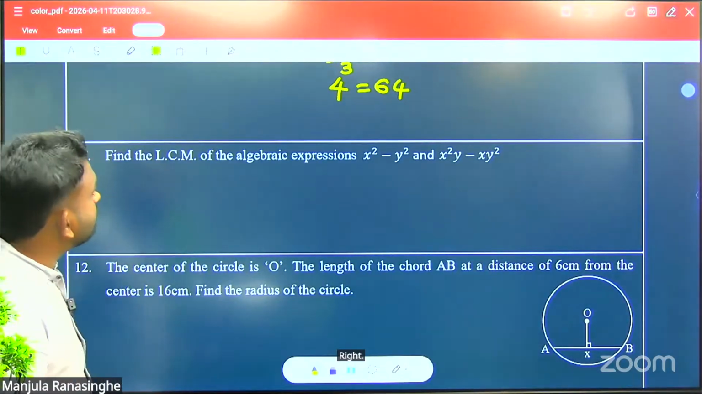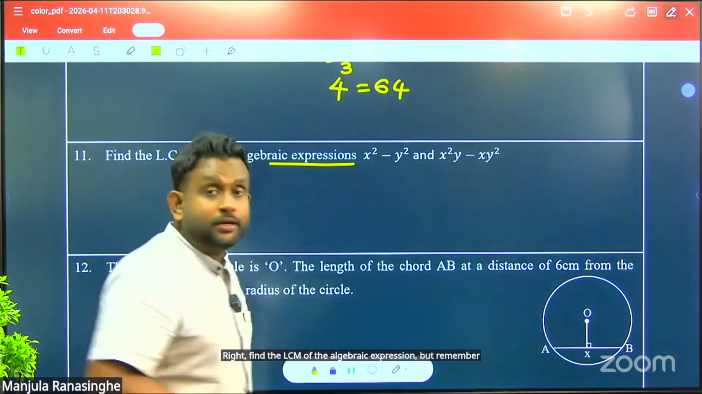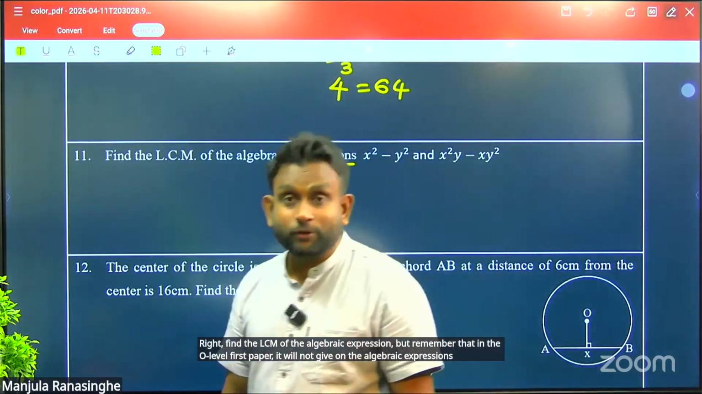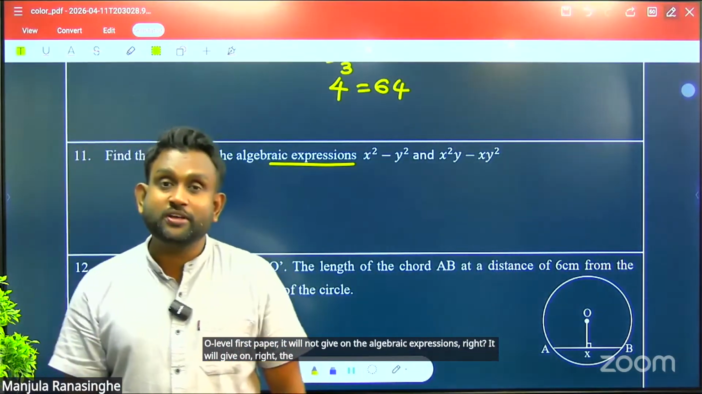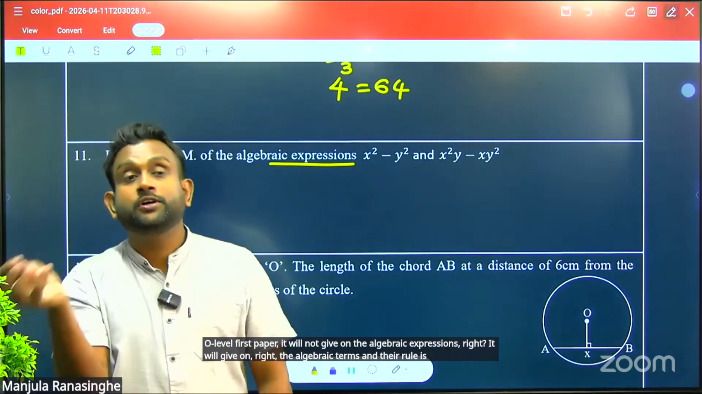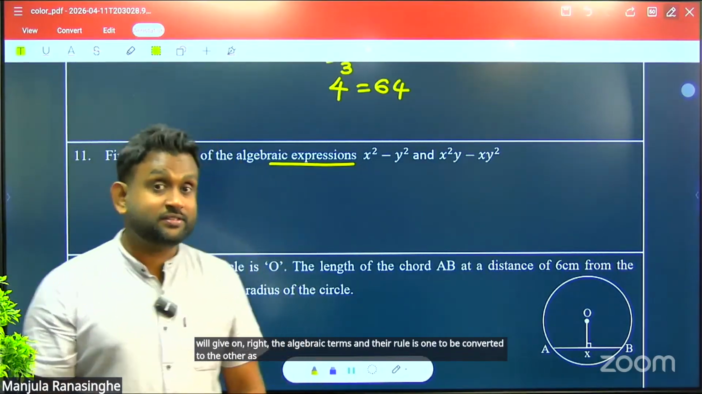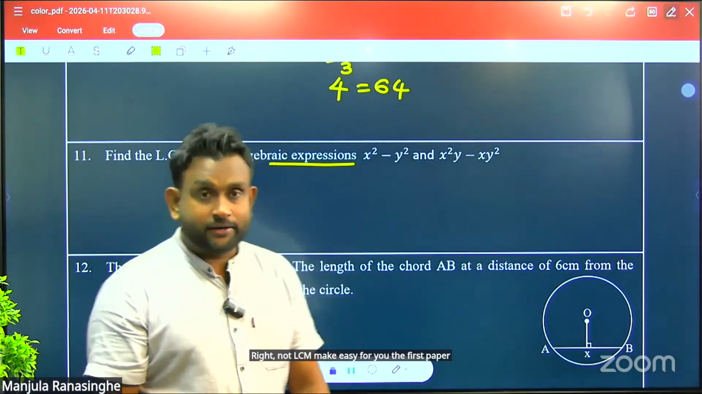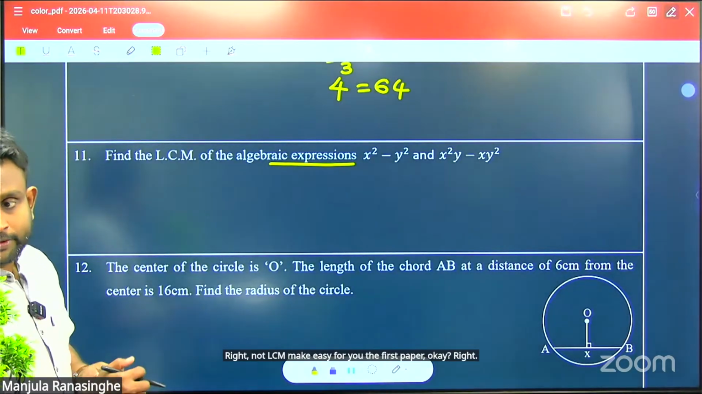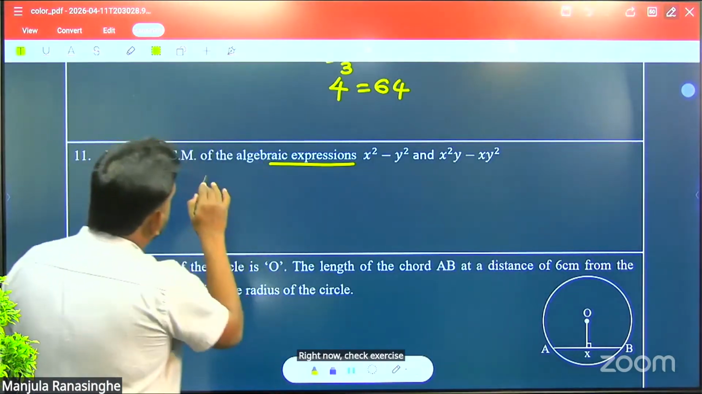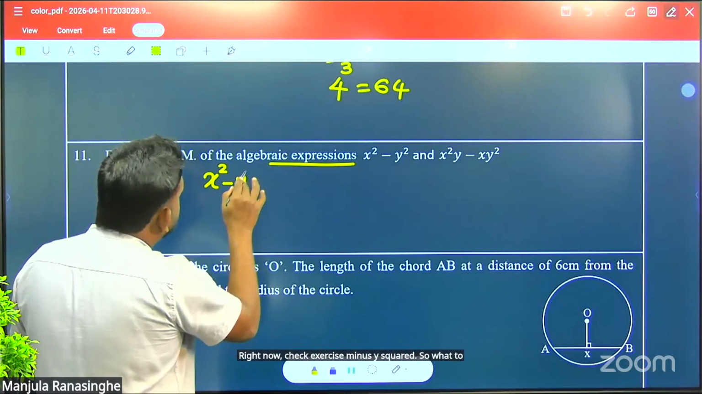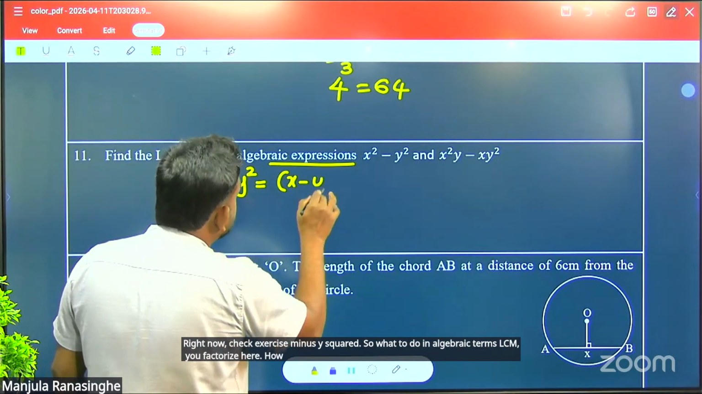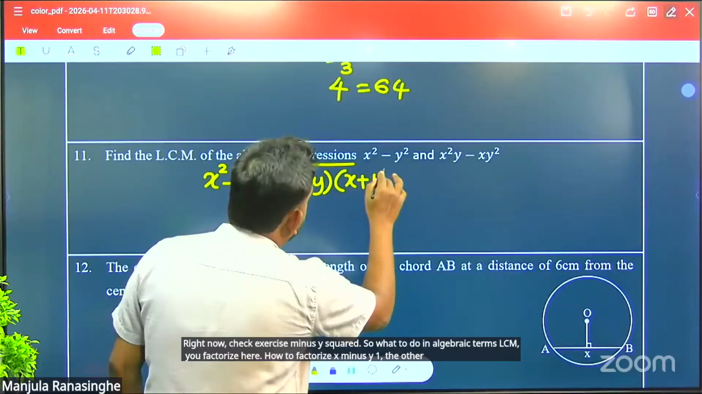Right, find the LCM of the algebraic expression. But remember that in the O-level first paper, it will not be given as algebraic expressions. It will be given as algebraic terms, and the rule is one to be converted to the other under the LCM. Not LCM, make it easy for you in the first paper. Right, now check x squared minus y squared. So what to do in algebraic terms, LCM, you factorize here. How to factorize? x minus y, one, the other one x plus y.